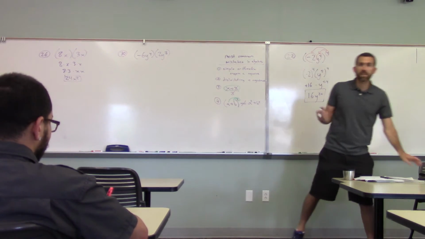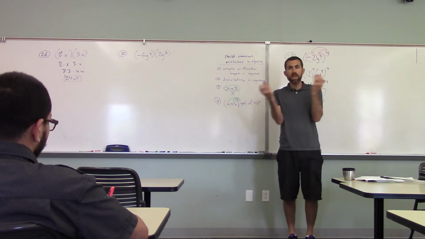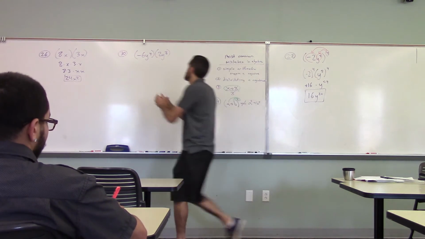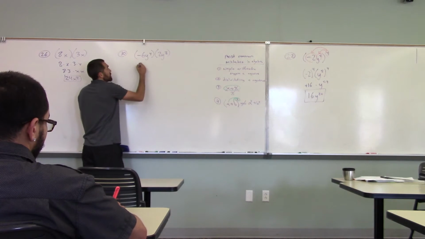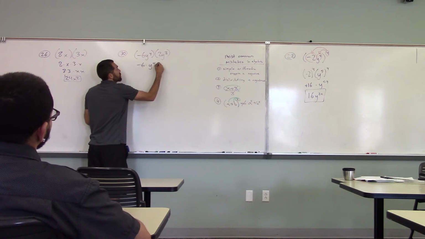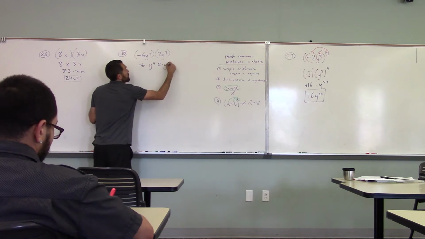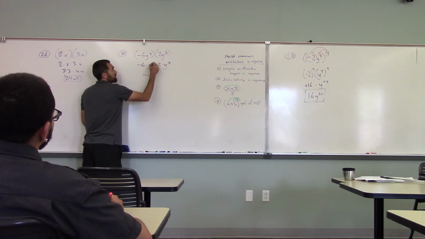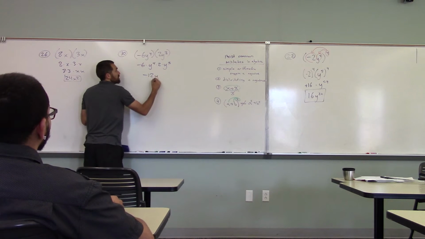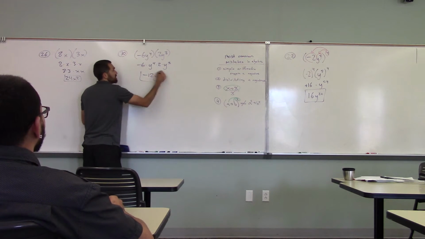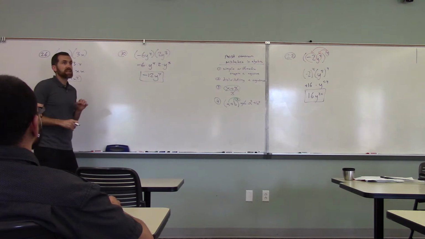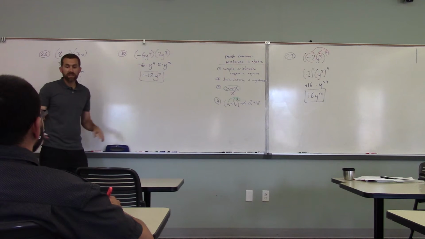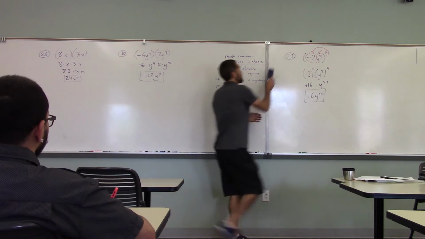There's no rules about I couldn't multiply this times this. You can glue anything together with multiplication. So when I multiply these, I just multiply the numbers, because again, it's all just multiplied together. So, negative 6 times 2 is negative 12. y to the fourth times y to the third is y to the seventh. That's it. And again, the next step where we're going to leave off is distribution.